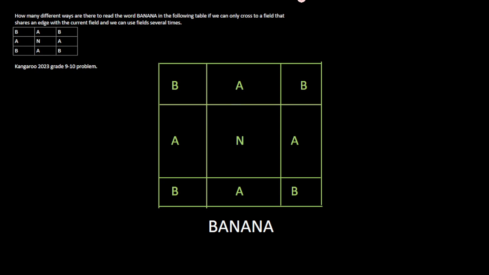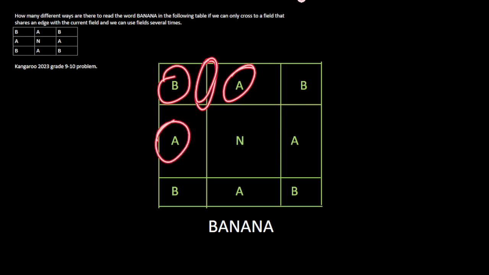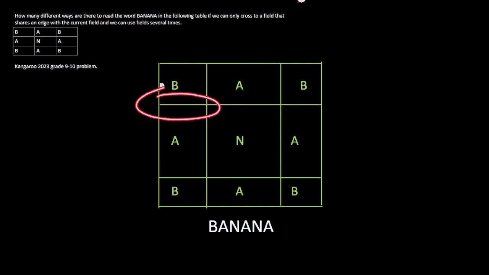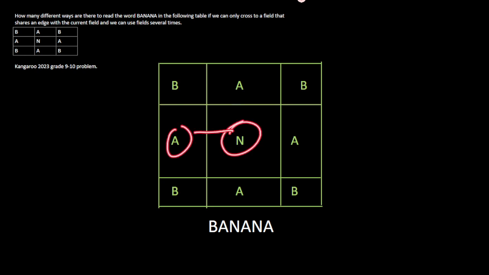Basically, how many ways can we spell the word banana using this grid, where you can only move to squares which you share an edge with? Let's say if we were here, we can only move to this square because of this edge, or here to that square because of this edge. So you can only move if you share an edge with that field, and you can use different squares multiple times. So let's say you go from here to here, you can go back there. Okay? So that's basically what the problem states. And this was, again, as I said, on the Kangaroo 2023 grade 9 and 10 contest.